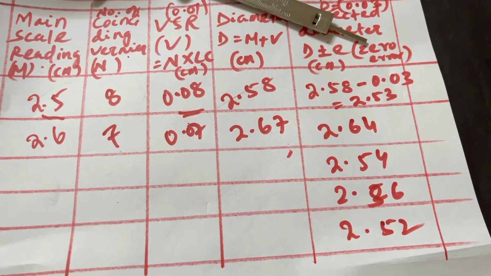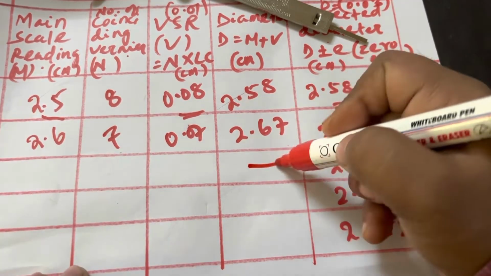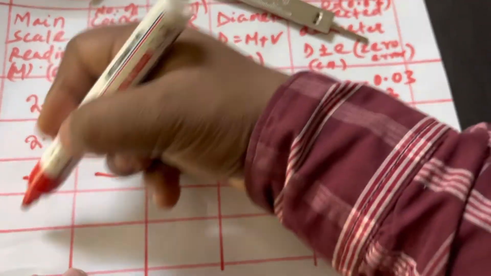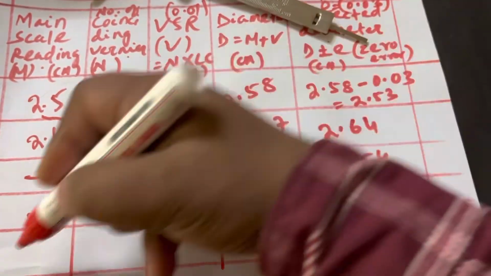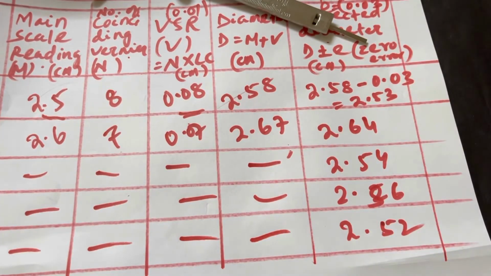Right, now your observation table, you fill up all these things, each case you fill it up. Now your table is done. Right, now what you will do is the calculation part.